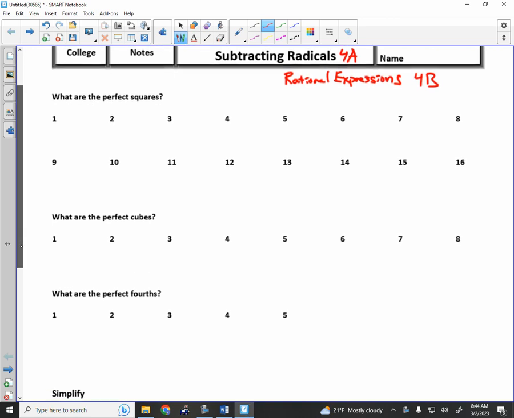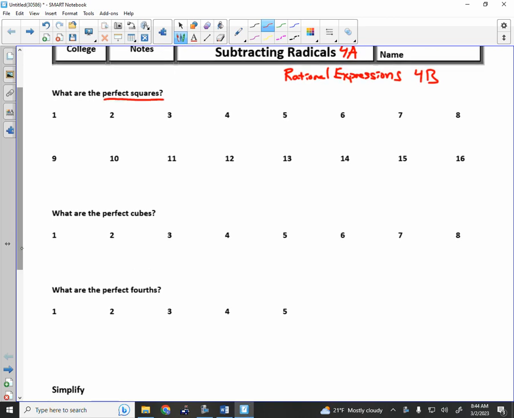So, in order to tackle this, we first need to tackle the idea of perfect squares. You don't have to memorize these, but trust me, it is a lot better if you could commit some of these to memory. Okay? 1 times 1 is? 2 squared is? 3 squared? 4 squared? 5 squared? 6 squared? 7 squared? 8 squared? 9 squared? 10? 11? 12? Good. 13?